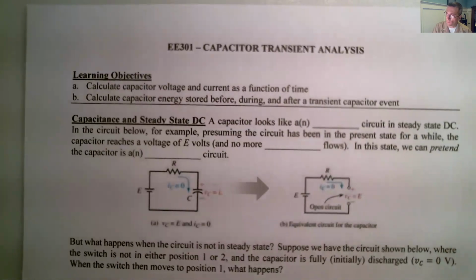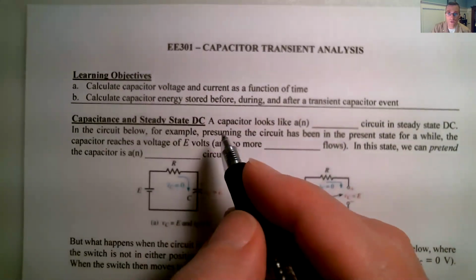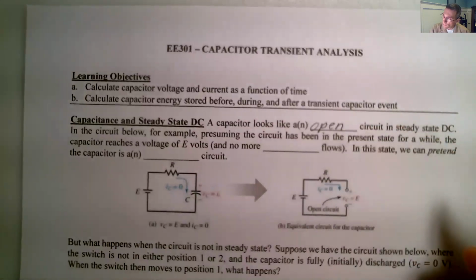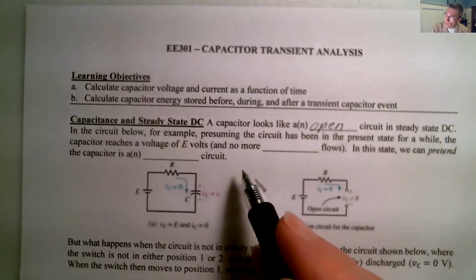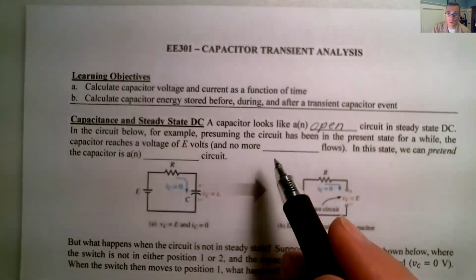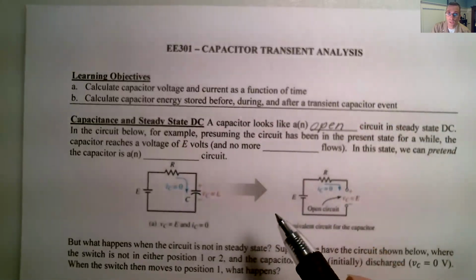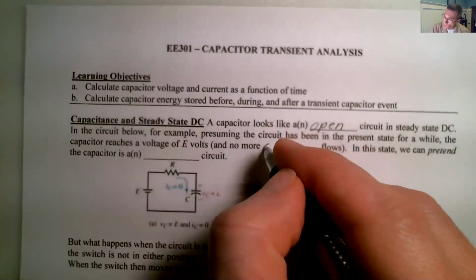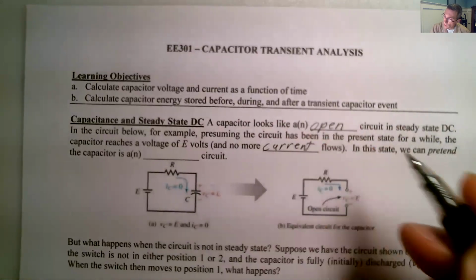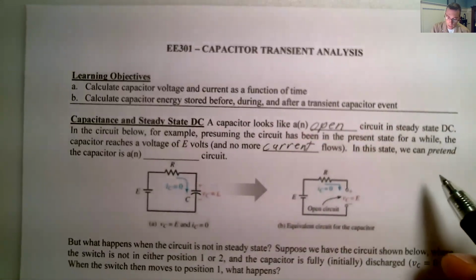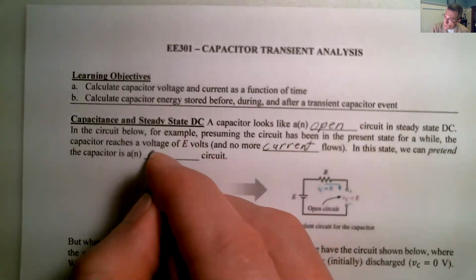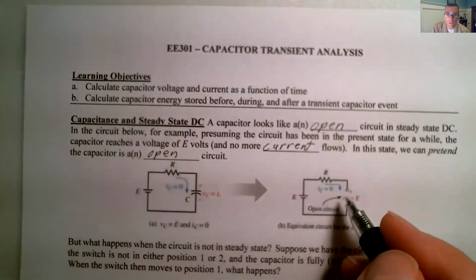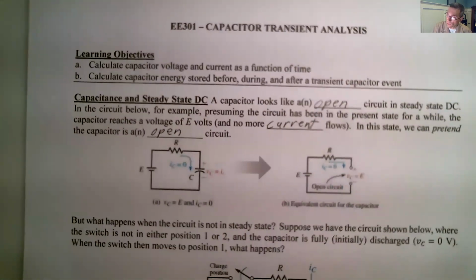Now, start off with discussion of steady state. So a capacitor in steady state looks like an open circuit. In the circuit below, for example, presuming the circuit has been in the present state for a while, it reaches a voltage of whatever the source is when no more current flows. In this state, we pretend the capacitor is an open circuit because there's no current. So there's no current, that means we've got an open circuit.